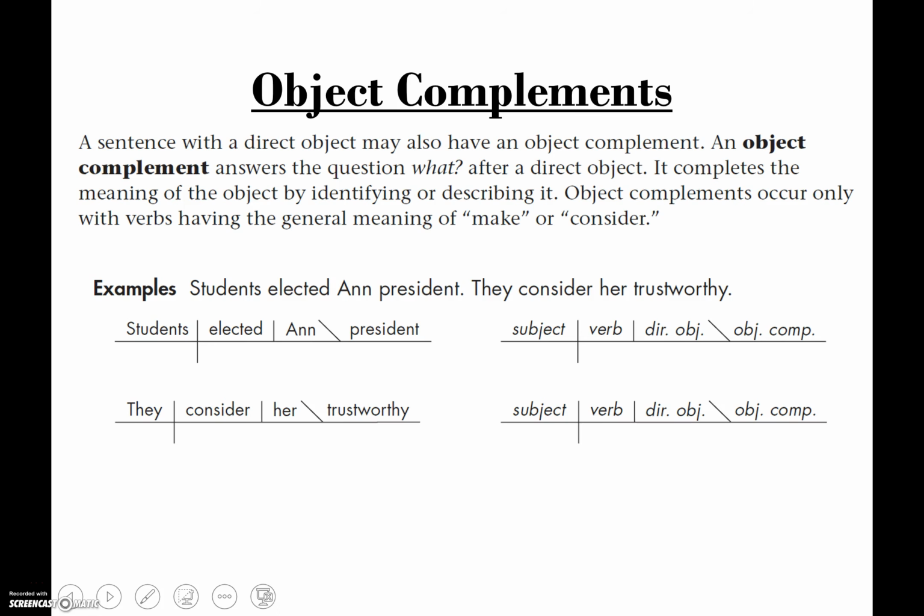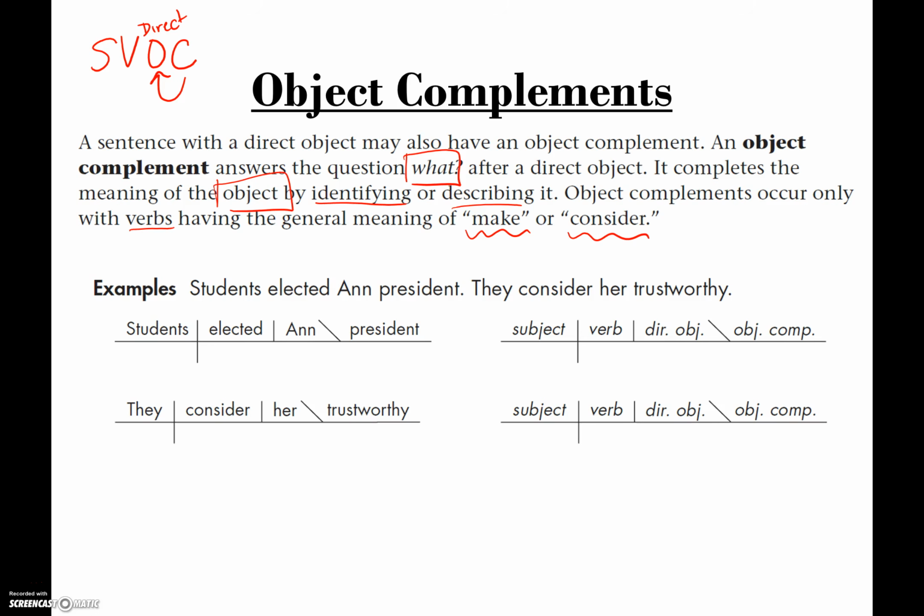Now, object complements are going to be in sentence patterns that have a subject, a verb, a direct object, and then a complement that describes that direct object. So when you look at a complement for an object, it's going to answer the question, what? It's going to identify and describe the object itself. Now, it's also helpful to try to remember that generally speaking, object complements are going to come after verbs that have this meaning make or consider, though those are certainly not the only two verbs that mean make or consider.